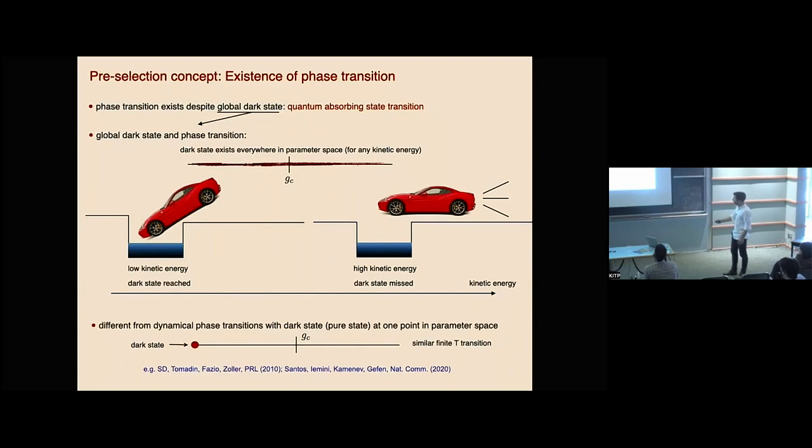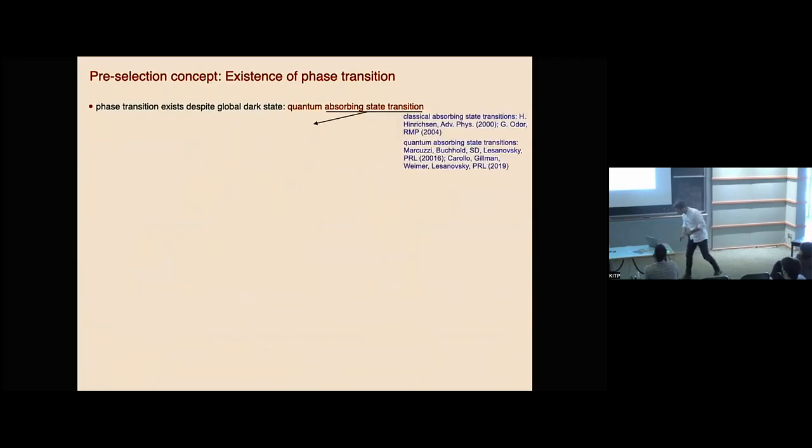And that's a very different situation from phase transitions that have been previously looked at, yeah, which are of the type that maybe there's somewhere a dark state in parameter space, but then it's gone when we switch on the competition. So these phase transitions are much rather like thermal phase transitions.